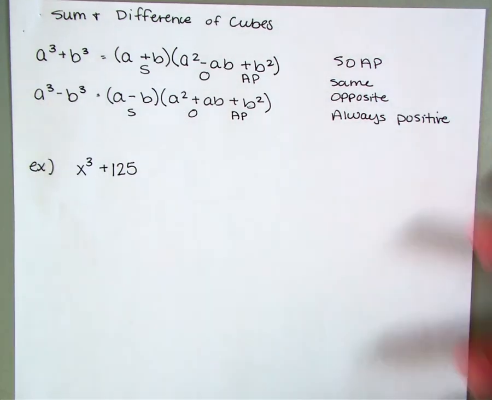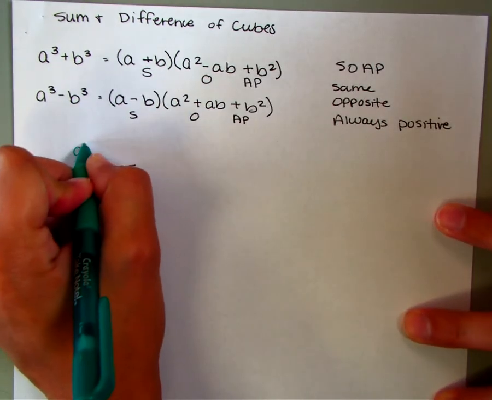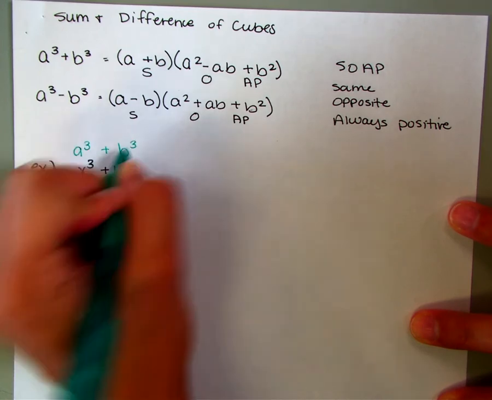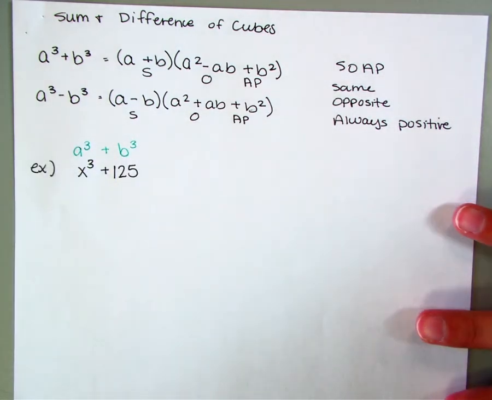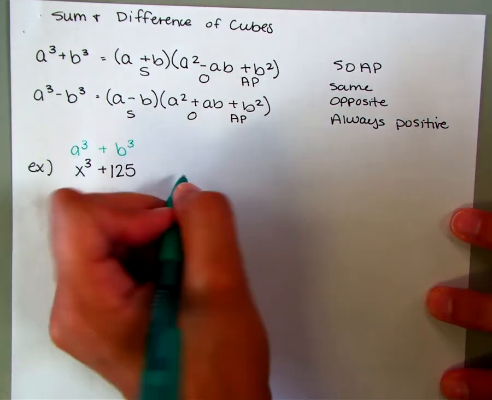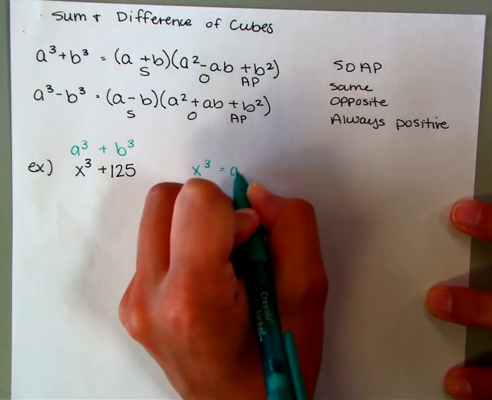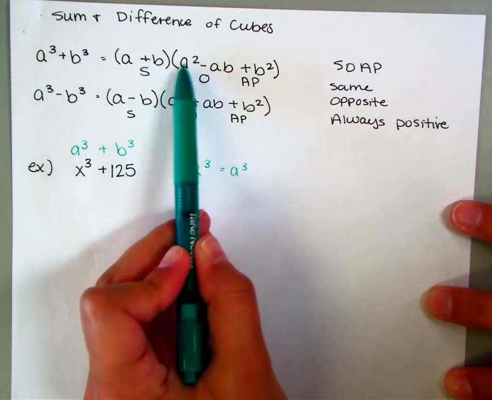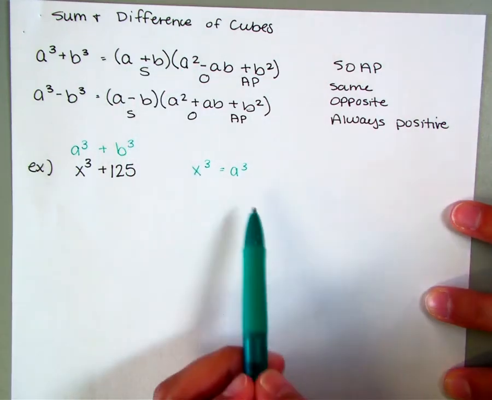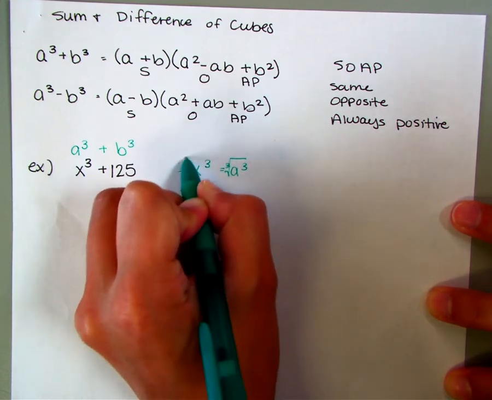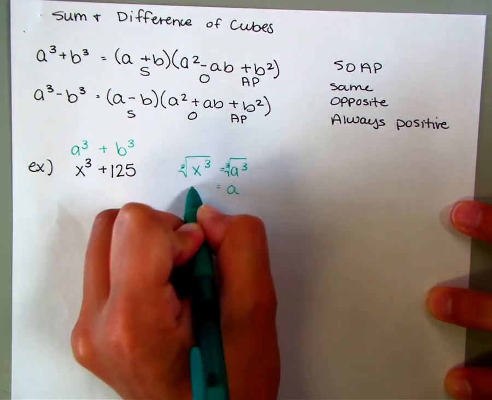So this x cubed plus 125, if we break it down and look at it, the x cubed functions as my a cubed, and the 125 functions as my b cubed. We're going to work it out and simplify it a little bit differently for this one just to get us started. If we're trying to find our regular a, to get a cubed by itself, you would take the cube root of both sides. And so we would find that a is equivalent to x.